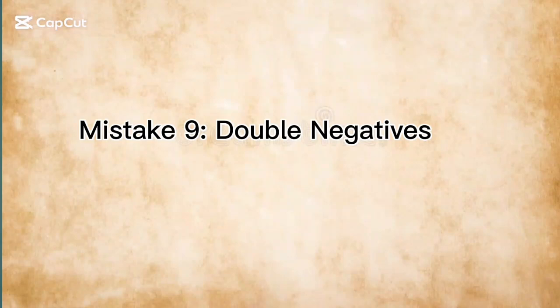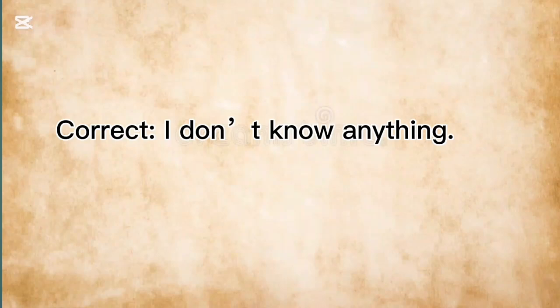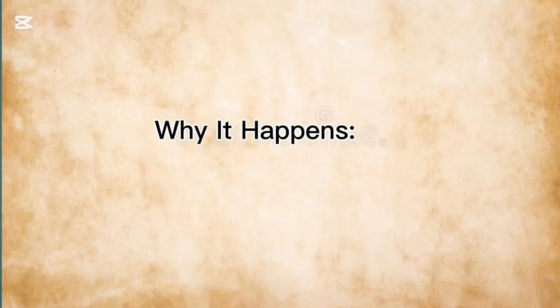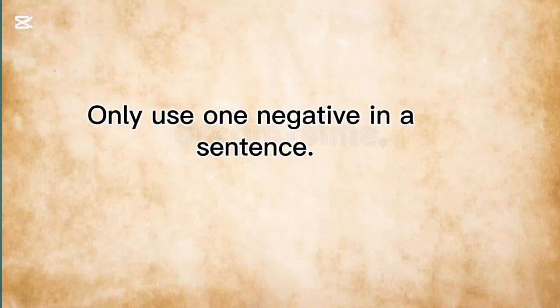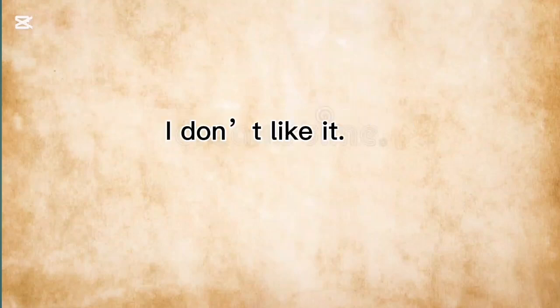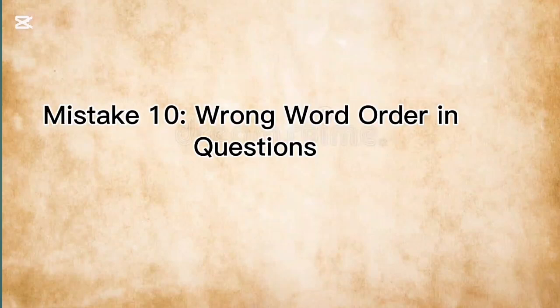Mistake 9. Double negatives. Wrong: I don't know nothing. Correct: I don't know anything. Why it happens? In some languages, using double negatives is normal, but in English it creates confusion. Fix. Only use one negative in a sentence. Practice. I don't like it. I know nothing about it. I don't know anything.